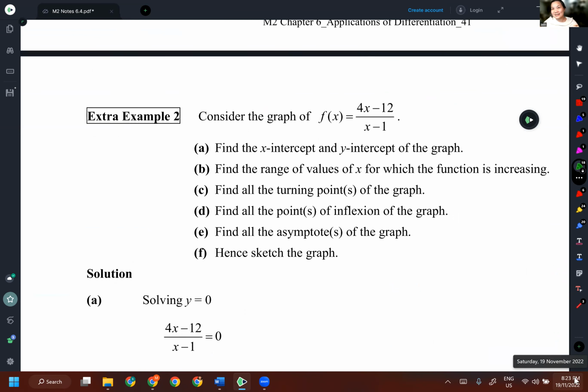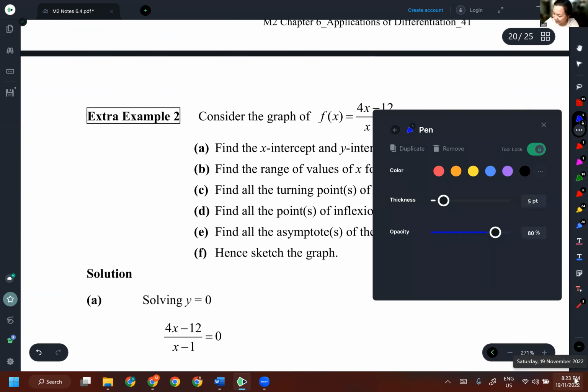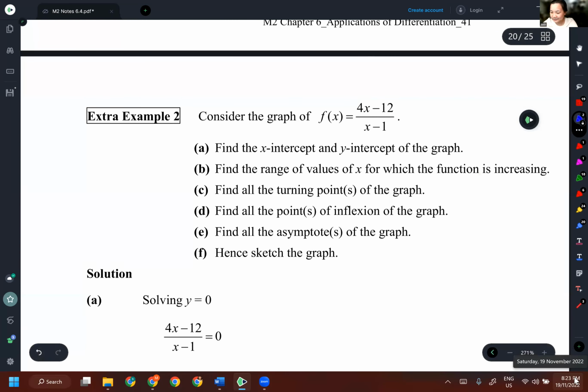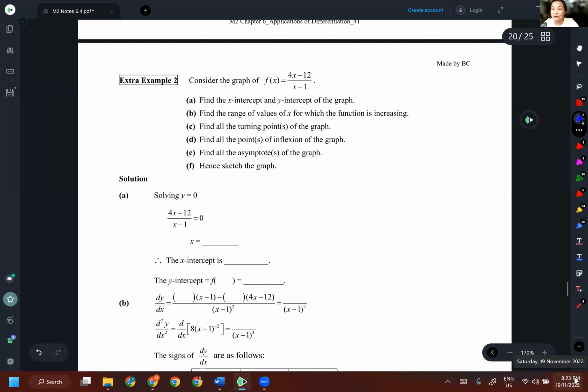This is extra example now. From the textbook, you are done. You're done. But maybe not done from my lesson. Another graph. Consider the graph. Find everything.